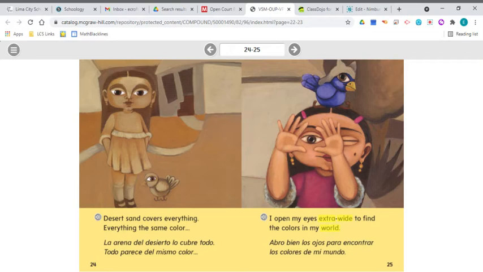All right, so let's think about any questions that we might have as we're reading these pages, because we're going to practice our asking questions strategy. Maybe you'll be thinking, what color will the girl see in her world? And the answer right now is brown, right? Brown. She sees brown because she lives in the desert and sand covers everything.